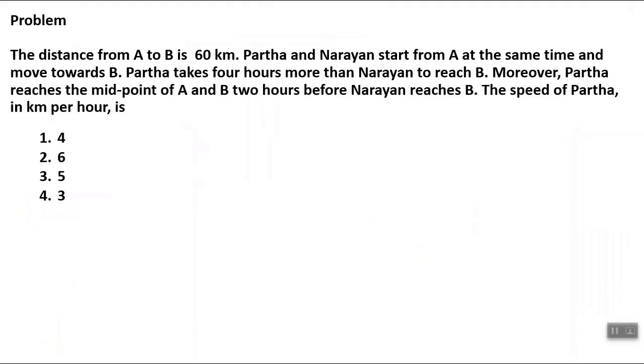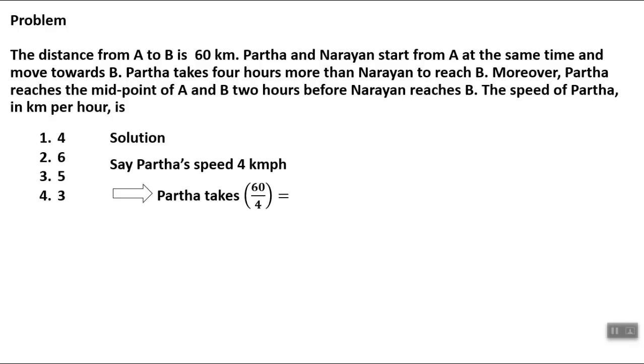So let us start with the first option. If Partha's speed is in fact 4 kilometers per hour, then he would take 15 hours to cover this distance. It means Narayan, who takes 4 hours less, will cover it in 11 hours. The other piece of information is that the difference between the time that Narayan takes and the time that Partha takes to cover half the distance is 2 hours.